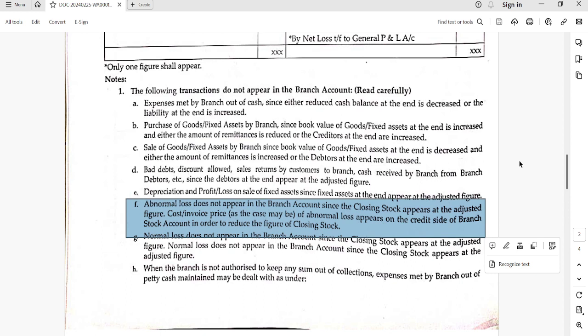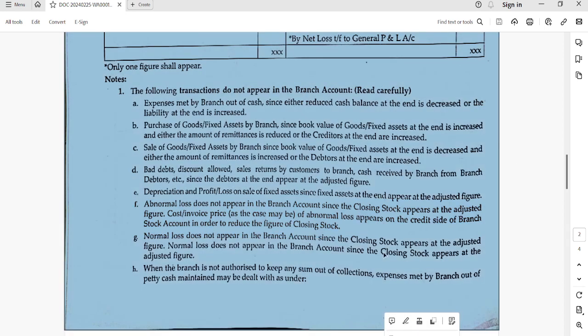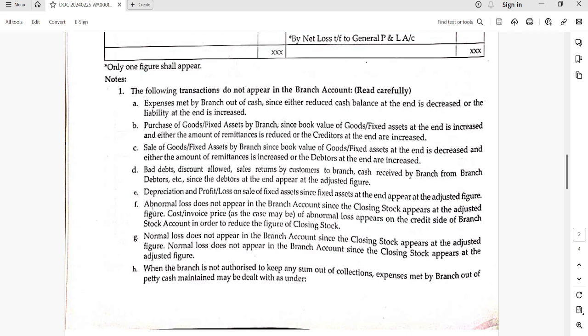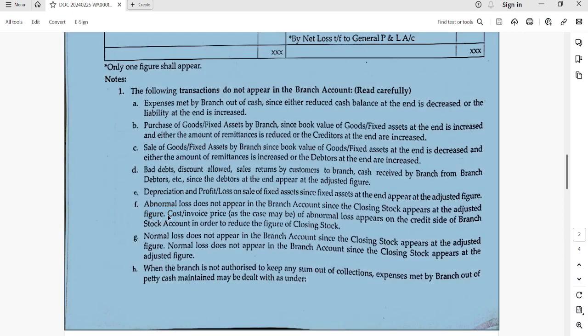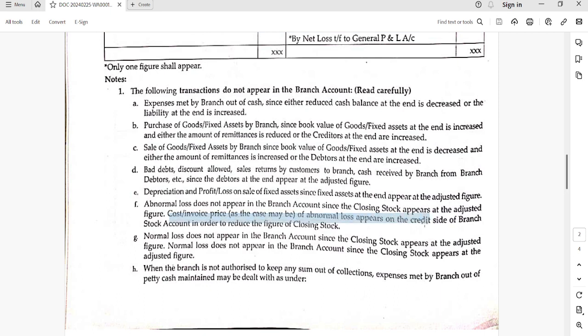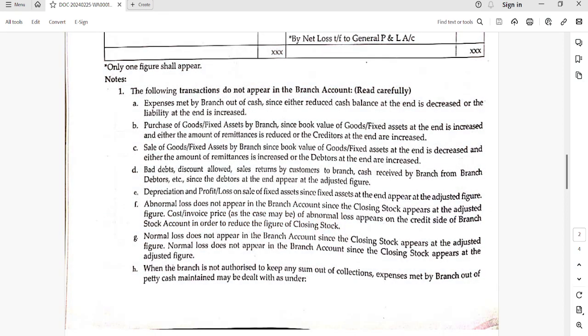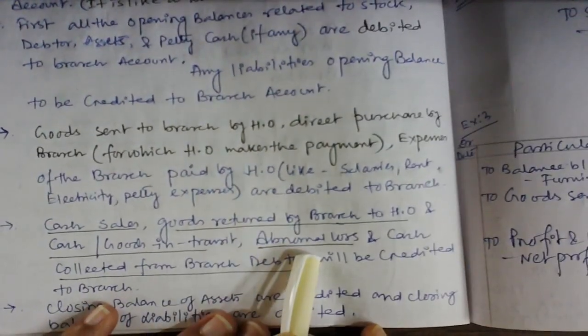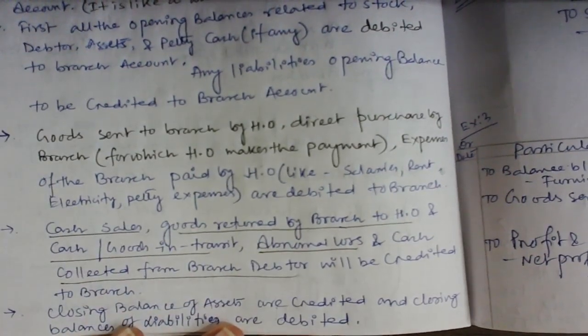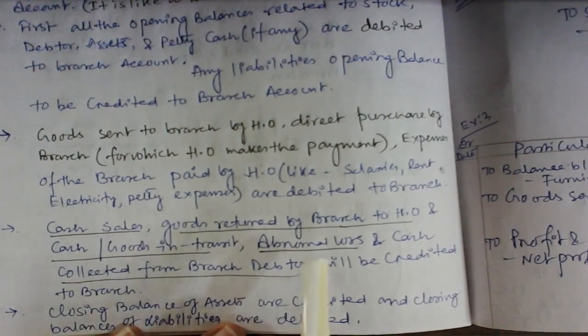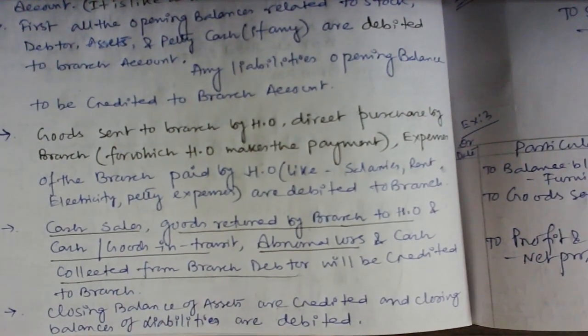If you go to the very first point, you can check here, I have written: abnormal loss doesn't appear in the branch account since the closing stock appears at the adjusted figure. The cost or invoice price, as the case may be, of abnormal loss appears on the credit side of the branch stock account in order to reduce the figure of closing stock. So guys, just remember this. Here I have written abnormal loss. Why have I written abnormal loss? Because these are going to be adjusted when we do the invoice price method. We have written the total part, whatever is given. The notes I have given to you are based on the total, whether the cost price method or the invoice price method.